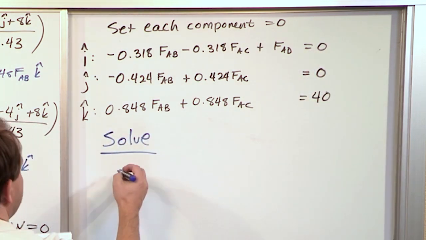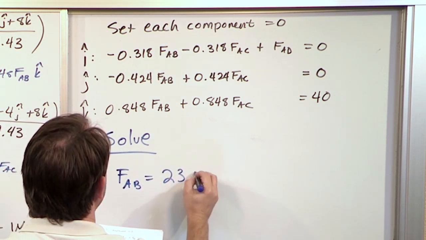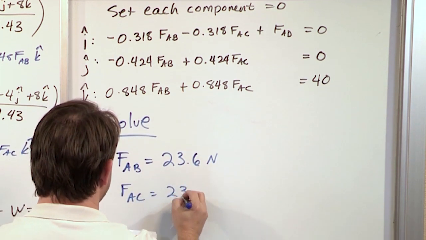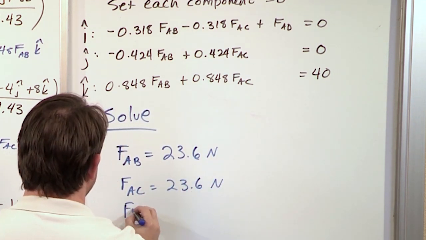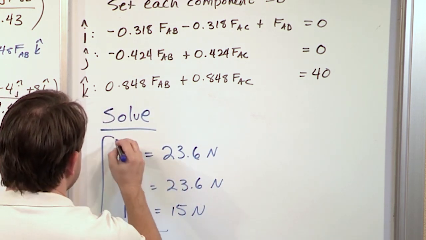You hit the solve button on your calculator, and what you're going to get is FAB 23.6 newtons, FAC 23.6 newtons, FAD 15 newtons. This is the solution to the problem.